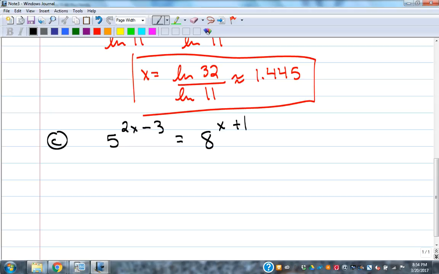All right. So we got some exponent stuff happening here. How can I get those exponents? They got variables in them. I need to get them down out of the exponent world.